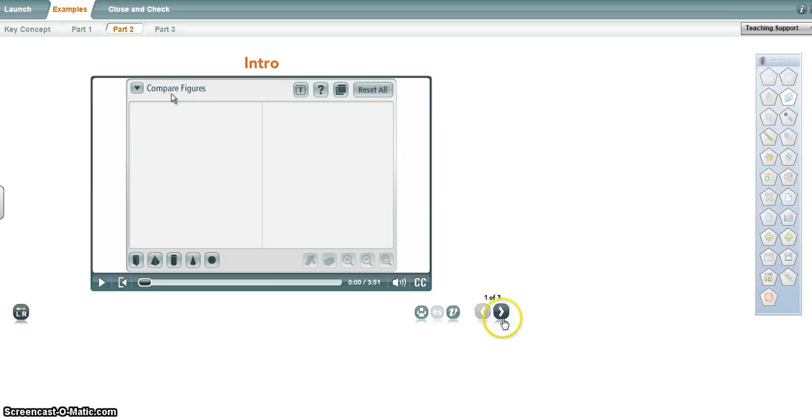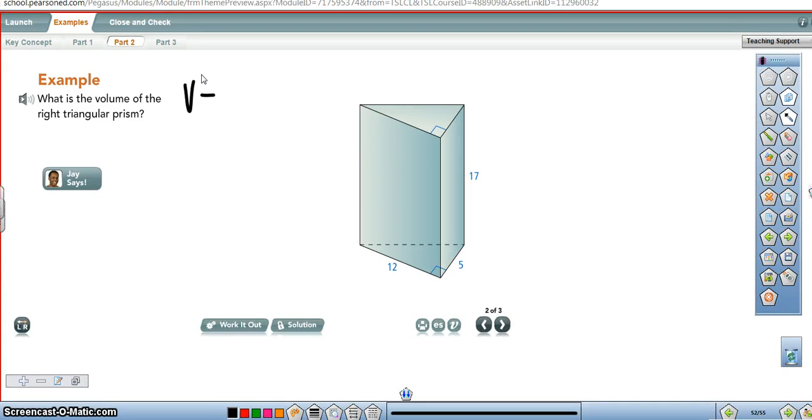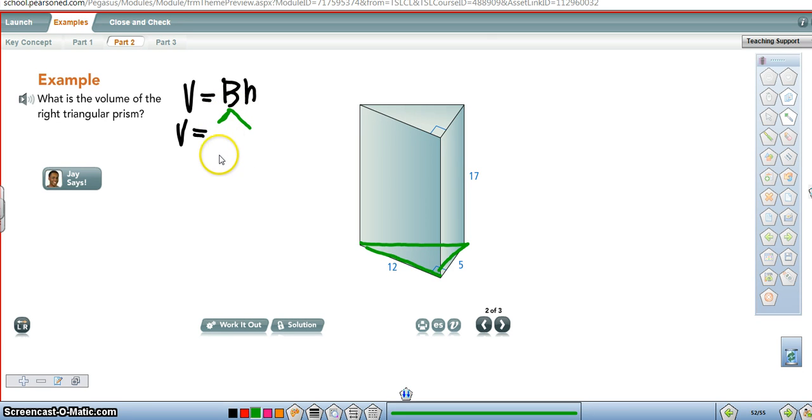We can even find the volume of prisms that aren't rectangular, like this one that is a triangular prism. The same formula applies to all prisms. Find the area of the base and then multiply that by the height of the prism. Well, the base in this figure is a triangle. So in order to find the area of the base, we have to do the formula for the area of a triangle, which is 1/2 times base times height.